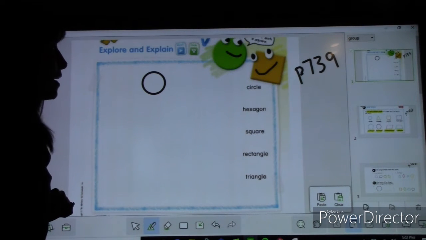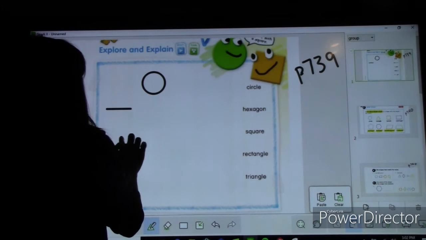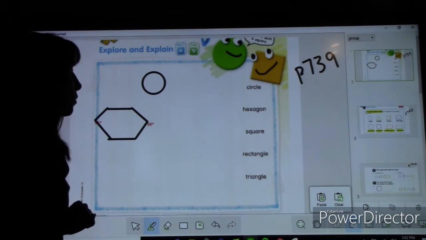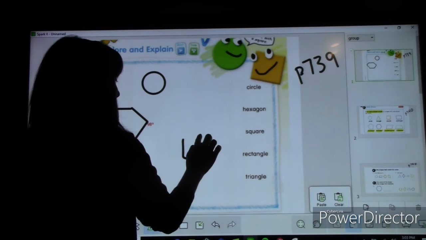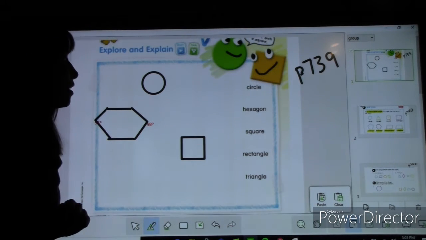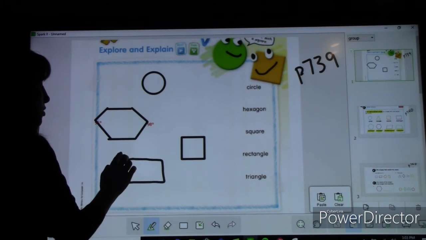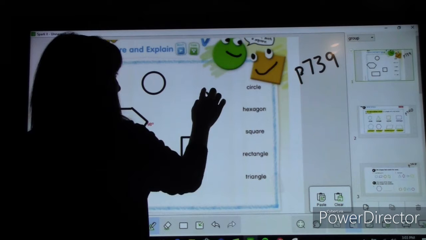The next shape they tell you to draw is a hexagon. A hexagon has 6 sides. So it's 1 on the top, 1 on the bottom, and 2 on each side. So a hexagon. A square has 4 sides that are equal in length. A rectangle has 4 sides, but 2 are long and 2 are short. And a triangle has 3 sides.